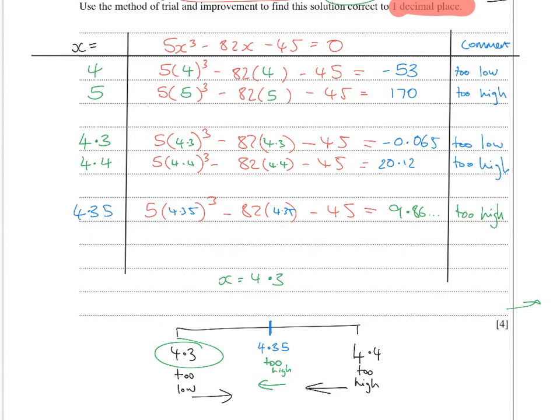Okay, where the marks come in here, too low, too high, with the numbers they said, 1 mark. Too low, too high, with consecutive 1 decimal place numbers. So 3 and 4, 4 and 5, 6 and 7, whatever. 1 mark for going in the middle of these two numbers, and then 1 mark for choosing the correct one.